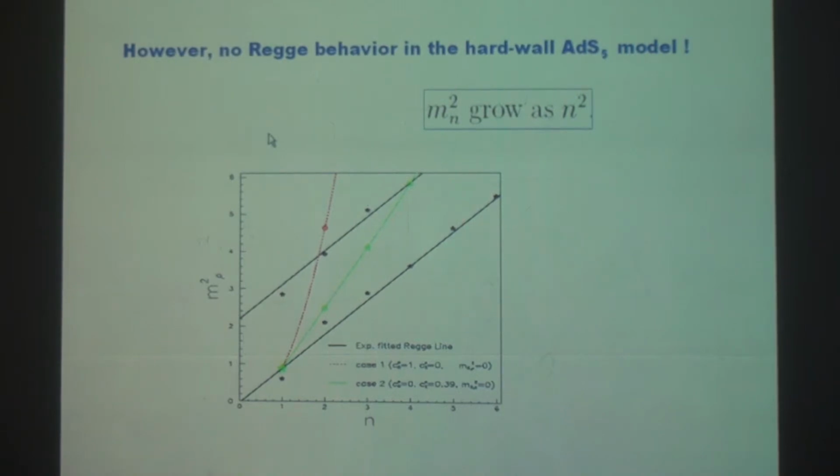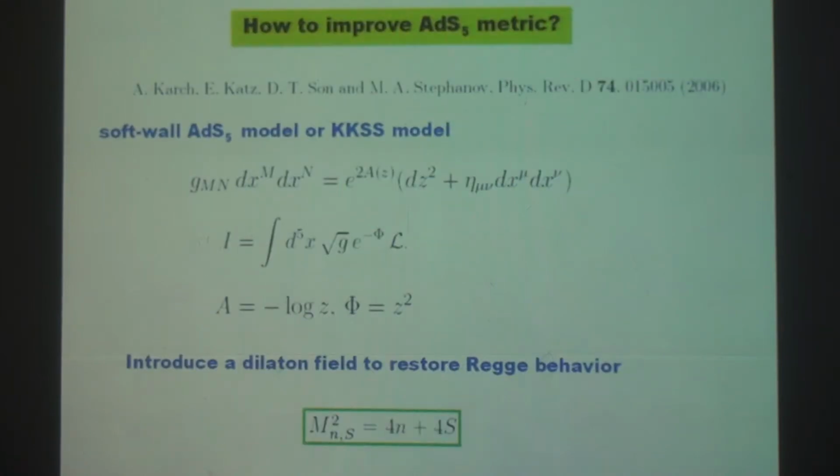In order to improve this, they introduce a soft wall, and this soft wall is described by this dilaton field, a kind of quadratic dilaton field. But still they use this AdS5 metric. With this, at least for rho meson in this model, they can produce this Regge behavior with this dilaton field.